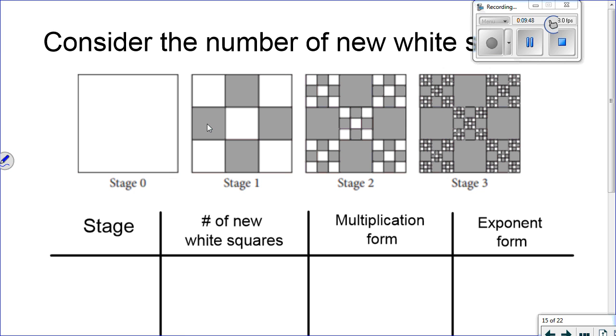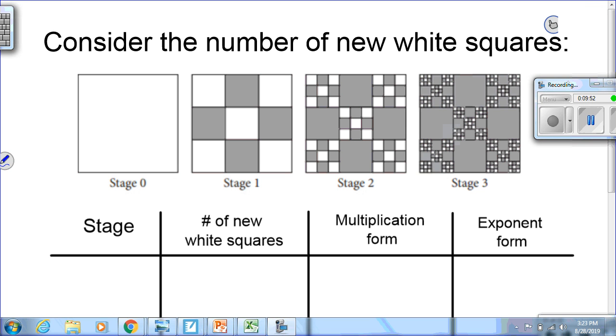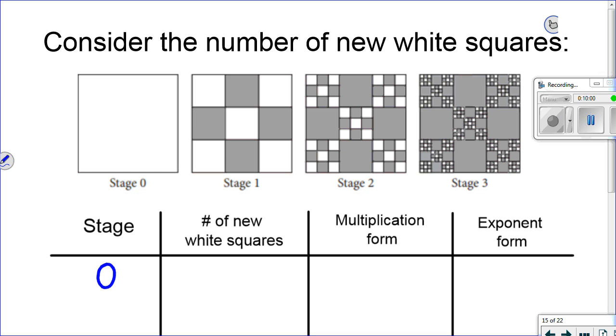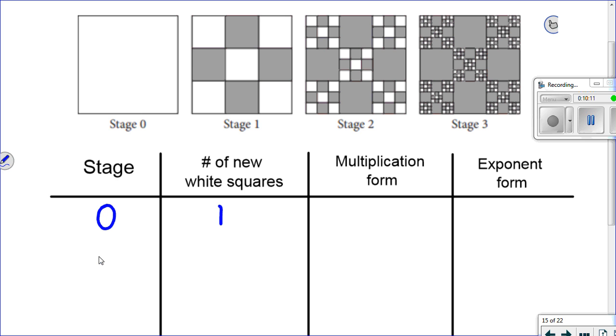All right, so let's think about this now with the Sierpinski triangle with another pattern. So here we just have a square. Move this up a little bit. So consider the number of new white squares. So it looks like at stage 0, 1 new white square, right? Or you know what, I forgot to do something in that last slide. I'll do it here. I won't forget this time. All right, so we have one new white square, right?